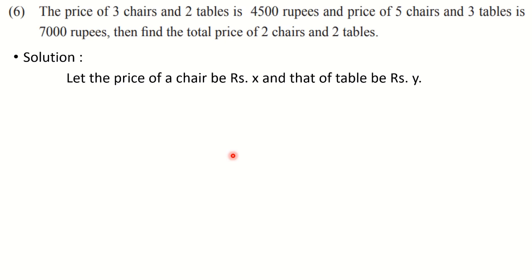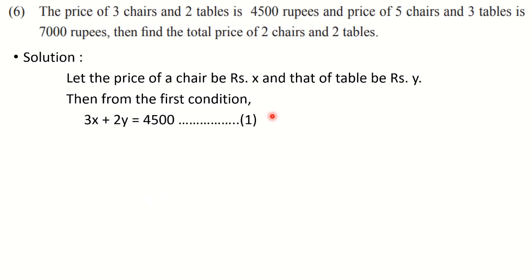Okay, so let us make use of the first condition. So write down from the first condition. So first condition is what? The price of 3 chairs. So price of 3 chairs means 3x and price of 2 tables means 2y. So what we can write down? 3x plus 2y is equal to 4,500. Okay. So this is our equation number 1, which we have framed by using the first condition.